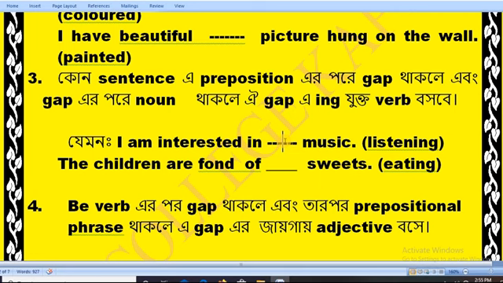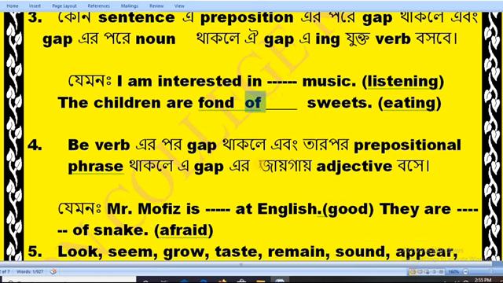The children are fond of eating sweets, right? That will be eating. Why? As a preposition is available here, right? Now I'm going to rule 4, right?